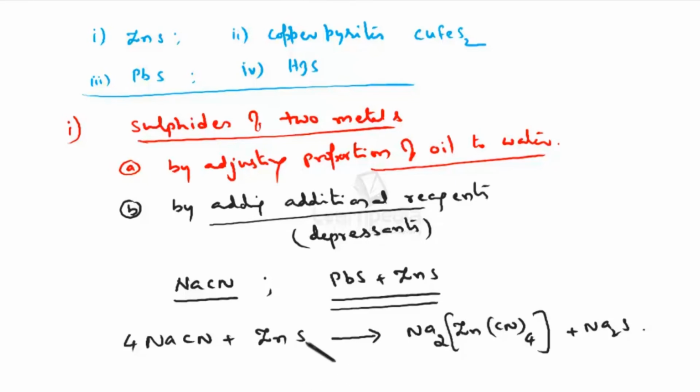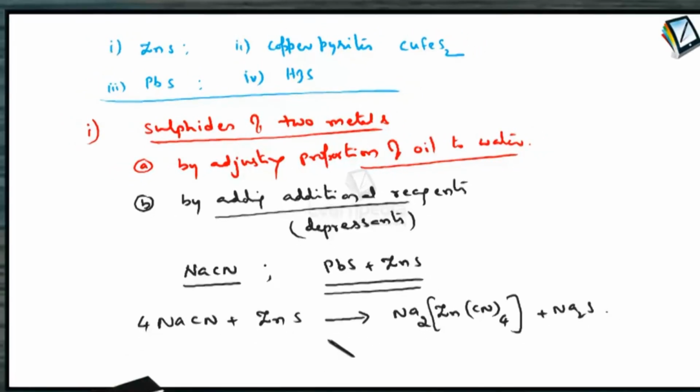And if needed, sometimes activators can also be added instead of depressants. Activators like copper sulphate, when added, increase the activity of one sulphide so that it readily goes into the oil layer and forms froth readily. So by adding activators or depressants, or adjusting the proportion of oil to water, it is possible to separate one sulphide from the other using the same froth flotation process.